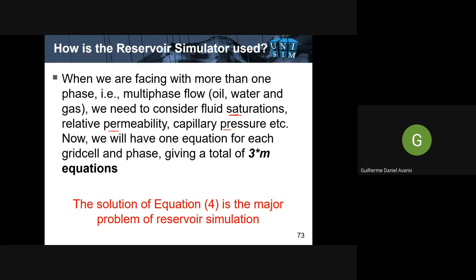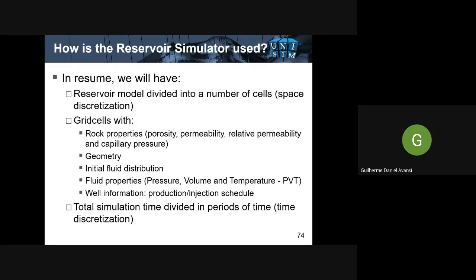So in summary, a reservoir simulation model is divided into a number of cells. That is a space discretization. We have the grid cells with rock properties: porosity, permeability, relative permeability, and capillary pressure. We also have the geometry, the initial fluid distribution, and the fluid properties, the relation among pressure, volume, and temperature. Those are the PVT tables that we include in our simulator.